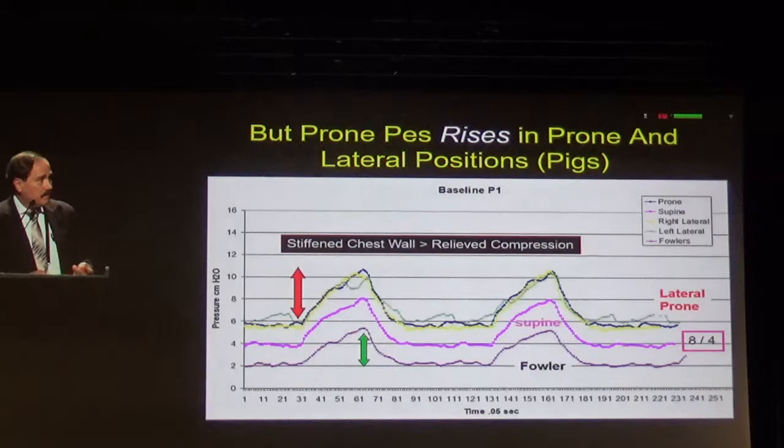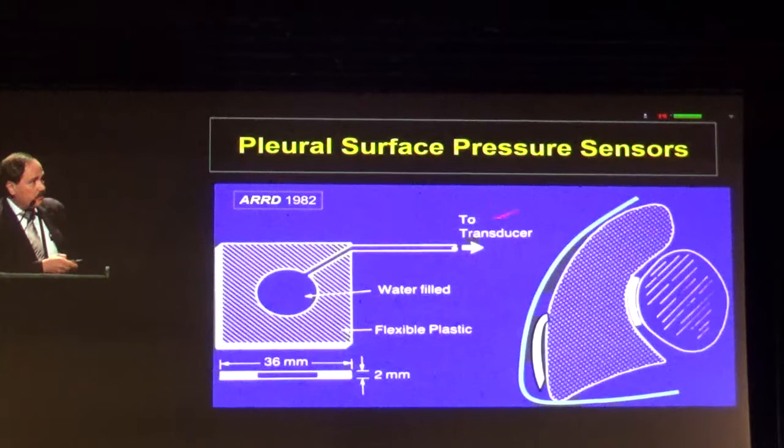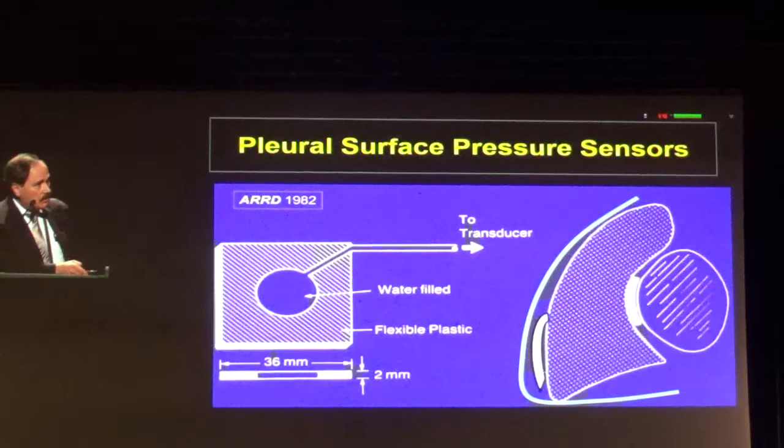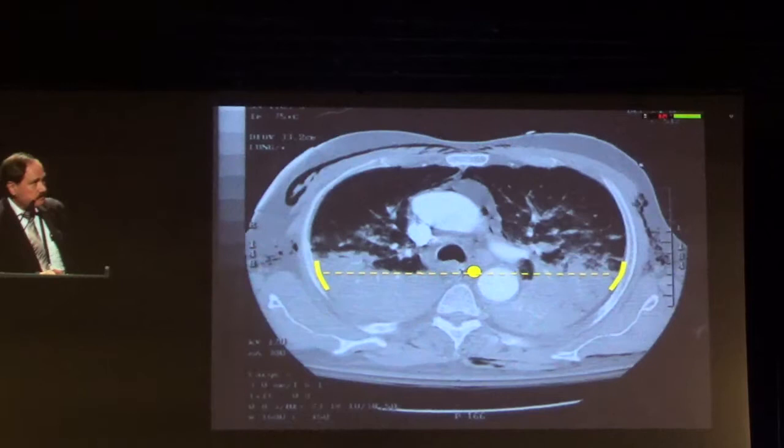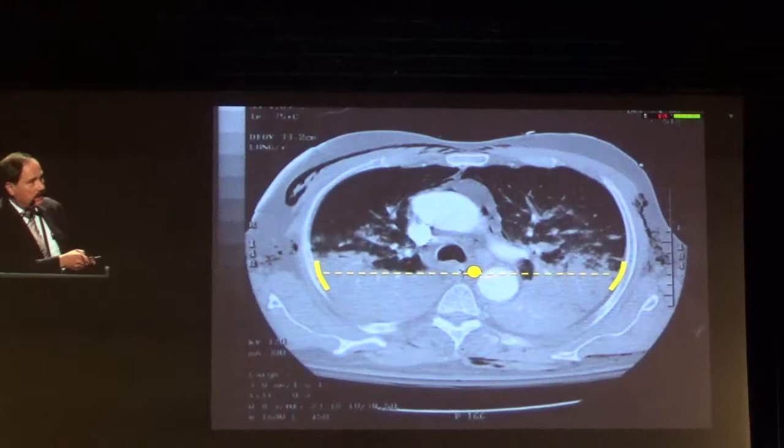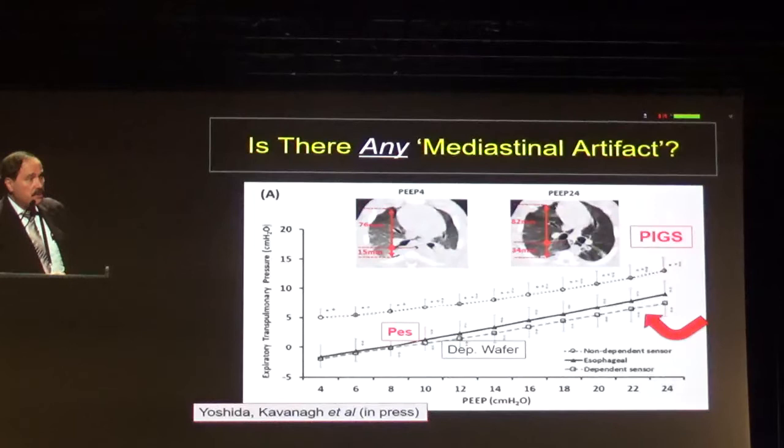These are wafers that we constructed back in the early 80s, water filled, and they're flexible so that they can measure the pressure along the surface of the lung. And we put surface wafers near the heart and near the lung in varied experiments. Laurent's group has, as he just mentioned, put those wafers in dependent and non-dependent positions and compared them with the esophageal pressure and found that they're very similar.